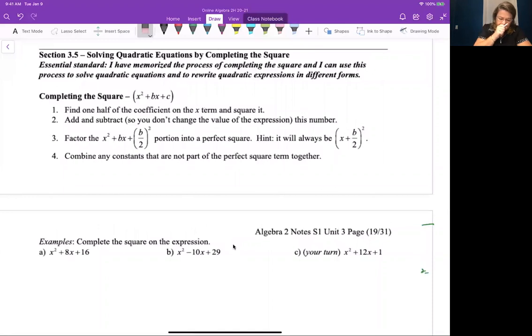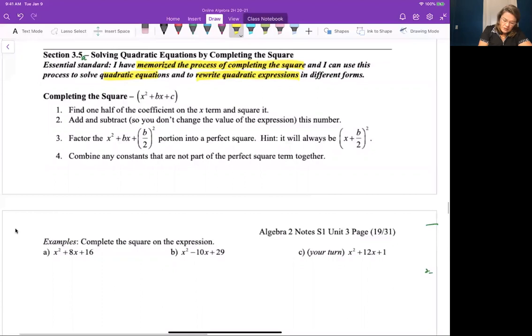This is our lecture on section 3.5. This is part A, for example. I think it's broken up into 3 sections, so we're going to do this over a couple of days. Here are the essential standards. We're going to learn how to complete the square. We're going to solve quadratic equations by completing the square. You have to memorize the process of completing the square. I can use this process to solve quadratic equations and rewrite quadratic expressions in different forms, okay?